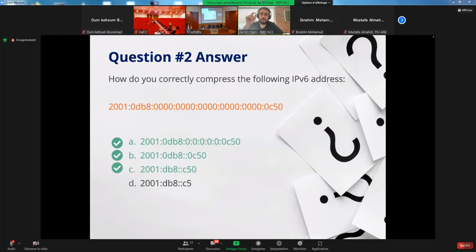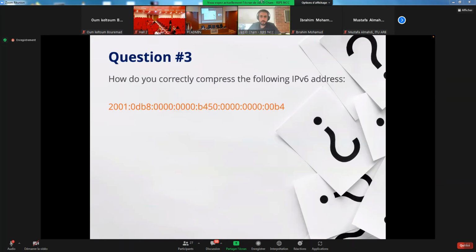We cannot remove the zeros to the right. We can remove the zeros to the left. All right? So just two rules. Remove the zeros to the left. And if you have a series of zeros from different groups, you can represent them only once using the double colon. Good job, everyone.